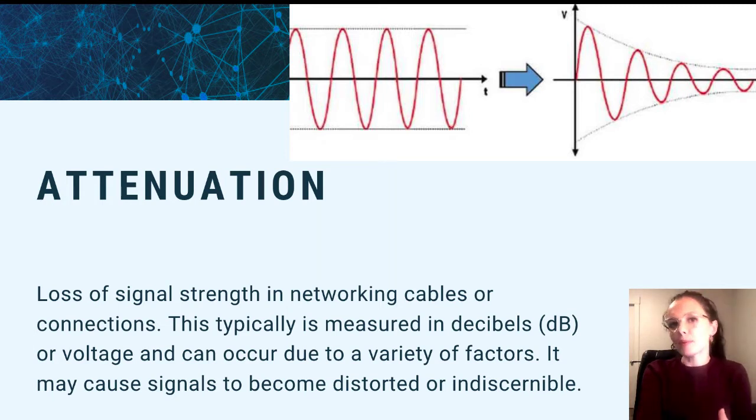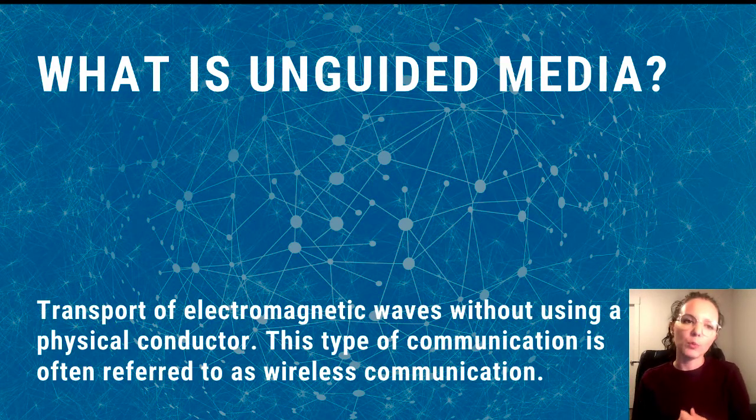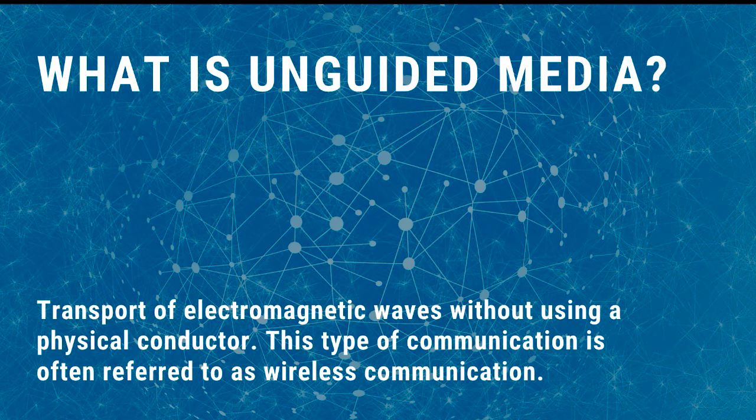And this is a real problem in networking. This is something that we've had to try to figure out how to deal with. So we've come up with several ways to deal with it, fiber optic cables being one of those ways. We've also figured out how to deal with it regarding unguided media. And unguided media is, let's just look at the definition here. It says the transport of electromagnetic waves without using a physical conductor. This type of communication is often referred to as wireless communication.